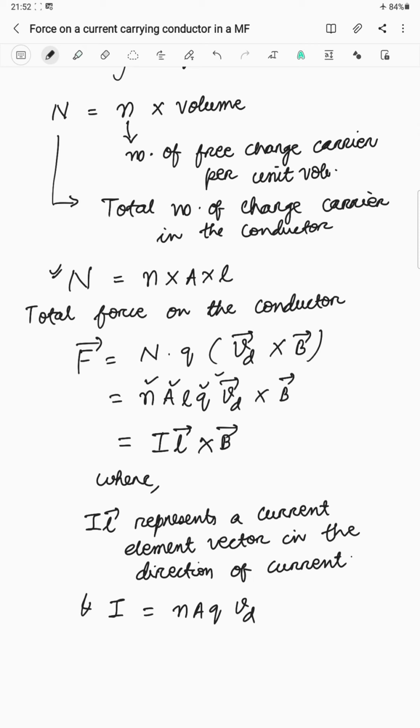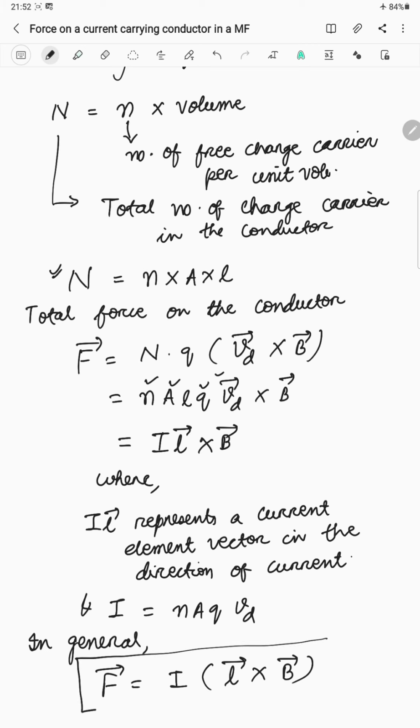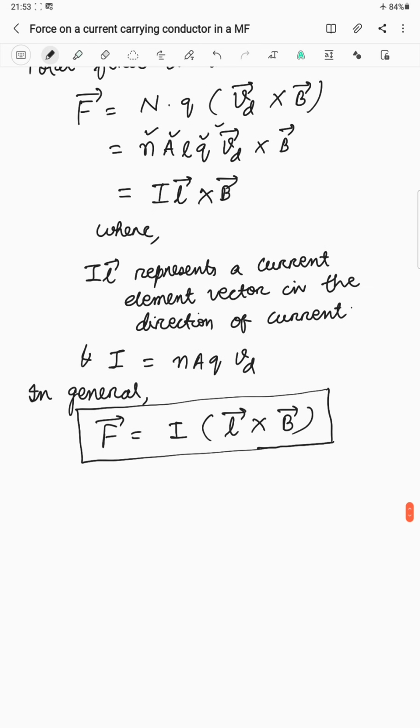So finally I can write in general, your F vector is equal to I L cross B. Now I have already told in the beginning of this chapter that in all the formulas derived in this magnetism chapter, everywhere we will find cross product, and we can easily find out the direction by using the right hand thumb rule. So F vector will be I L cross B, and the direction of the force you can find out using the right hand thumb rule.